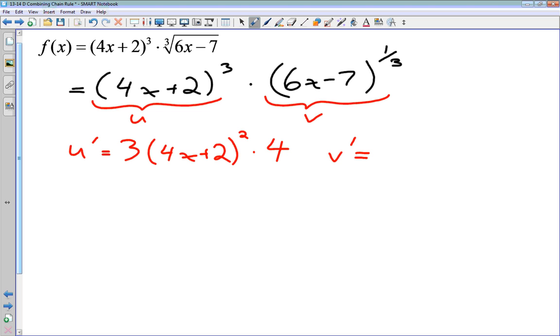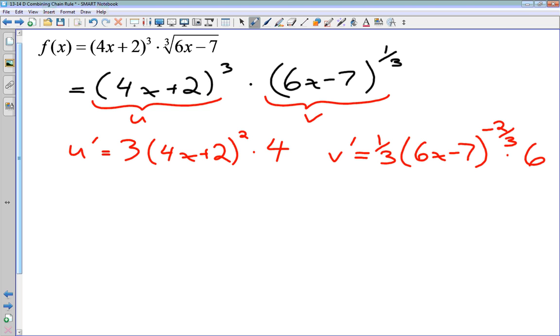All right, I'll take this one. We're going to bring down the 1/3. We're going to keep the 6x minus 7 in brackets exactly the same. And we're going to subtract 1 from our exponent. So 1/3 minus 3/3 is negative 2/3. And then we have to multiply by the derivative of that inner function. The derivative of 6x minus 7 is just going to be 6.